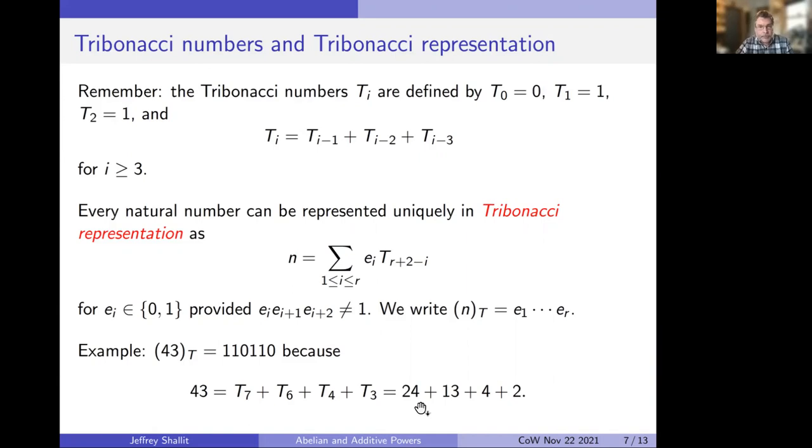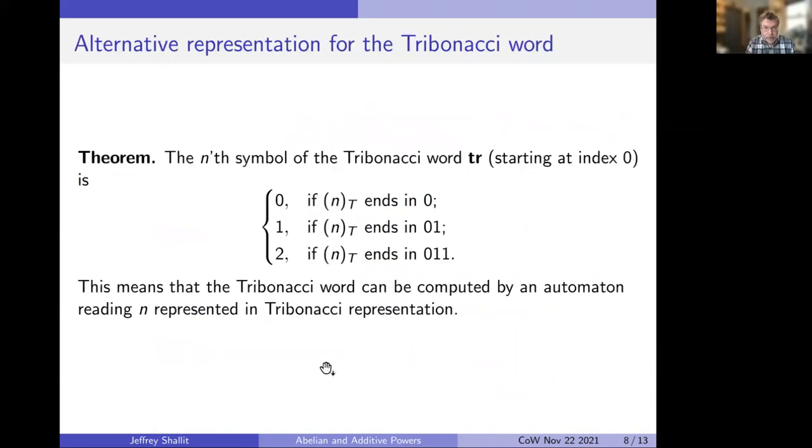Okay, so it turns out that the Tribonacci word can be described in terms of the Tribonacci representation of n. The nth symbol is 0 if its Tribonacci representation ends in 0, it's 1 if it ends in 01, and it's 2 if it ends in 011. And so that means the Tribonacci word can be computed by an automaton that takes n in Tribonacci representation and outputs the nth bit.